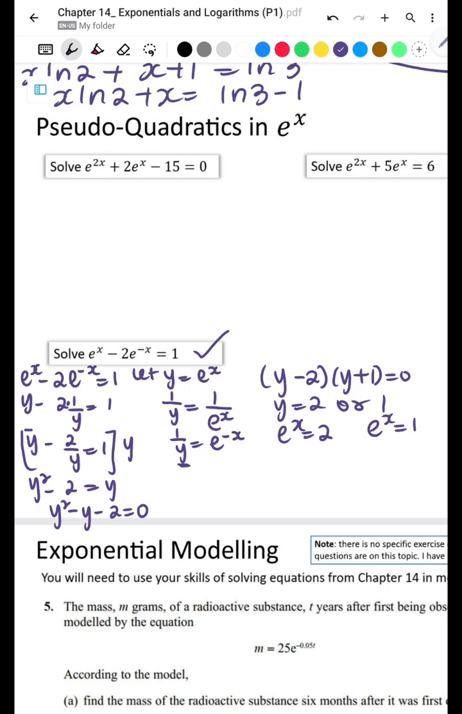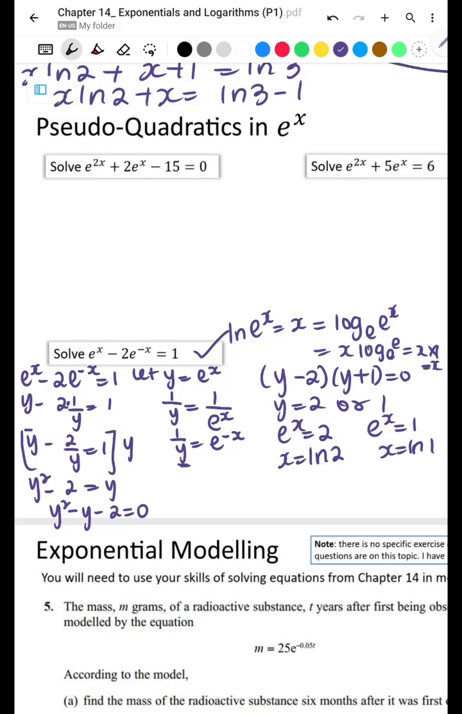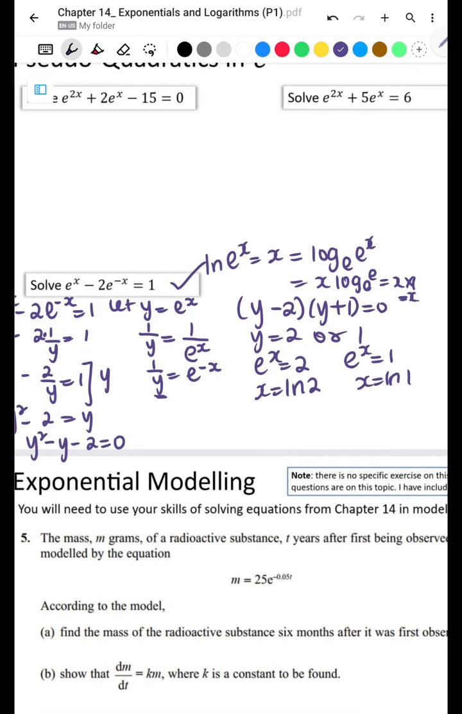So the easiest part to do here is to take natural log of both sides. And I know natural log of e to the power of x is equal to natural log of 2. So x is equal to natural log of 2. So those are my values. And the reason why I know natural log of e to the power of x is equal to x is because this is equal to log base e of e to the x, which is equal to x times log base e of e, which is equal to x times 1, which is equal to x. So that's why we have that as our answer.